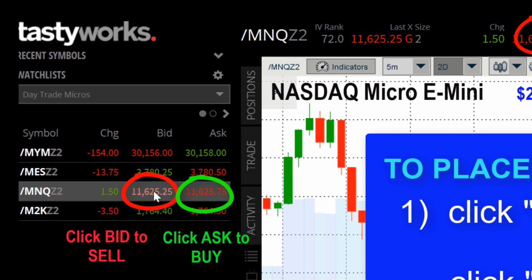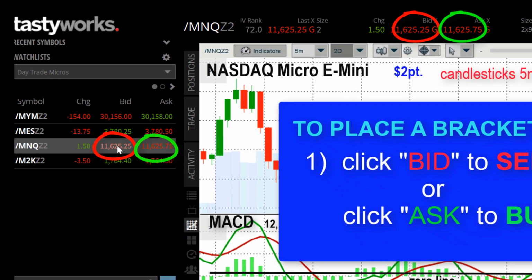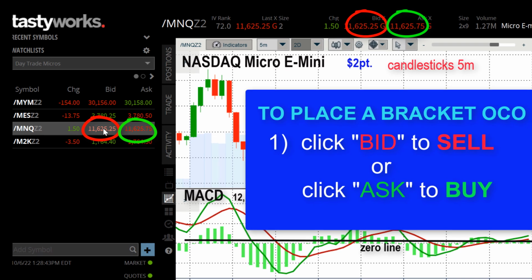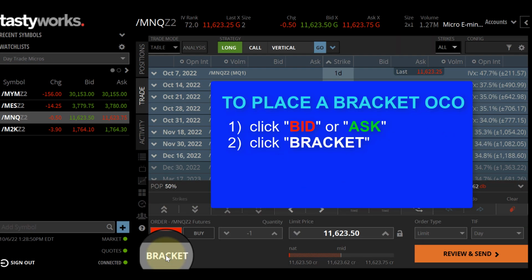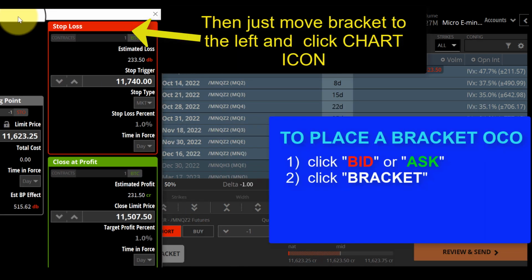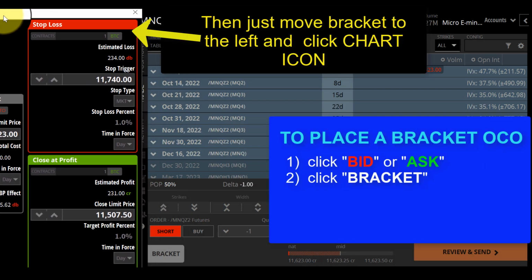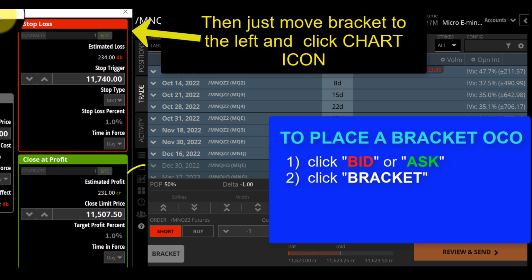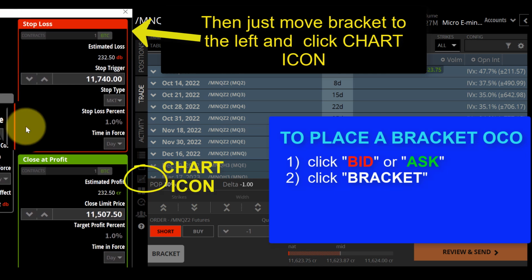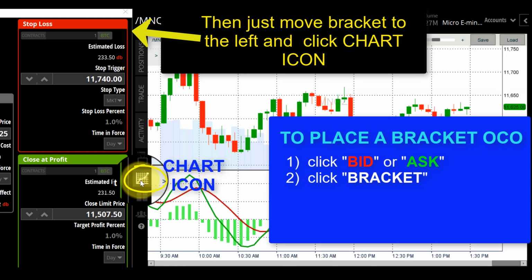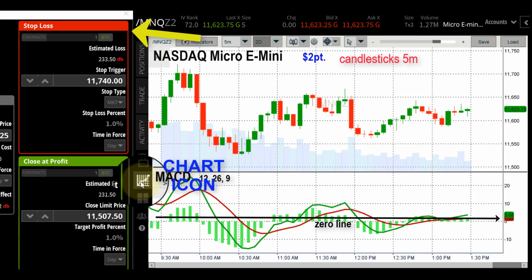So it's click bid to sell and click ask to buy. The next thing, a drop-down window appears with the word bracket. Click on that. The moment you click on bracket, the bracket OCO order box is on the screen. Take the mouse and drag it over to the left side of the screen, and then simply go to the chart icon in the middle of the screen and click that one time. And you're ready to go.